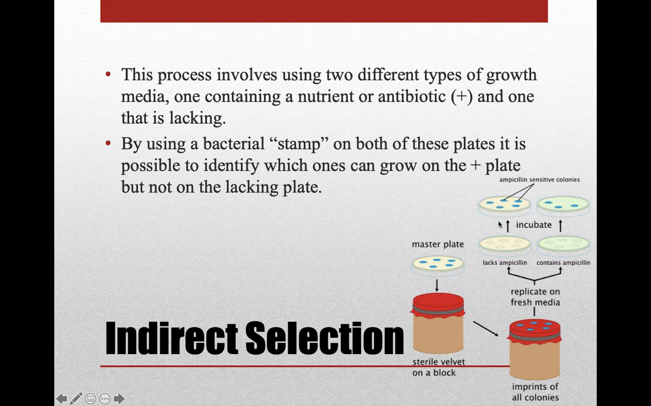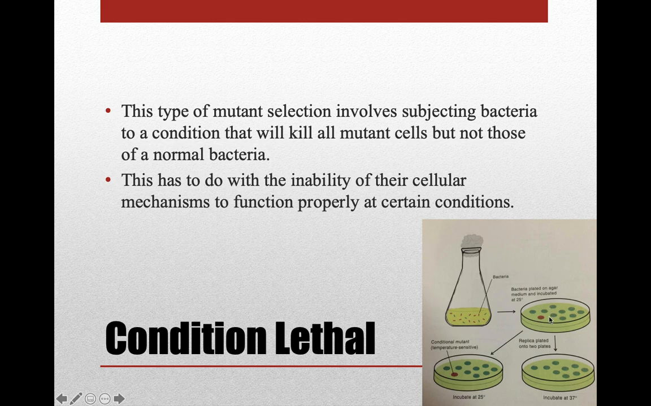This is indirect selection. Sometimes you can induce mutations that cause bacteria to become sensitive to conditions that they might otherwise survive. You can make them where they can't survive in high temperatures and things like that, or they can't survive in high salts, if that's a mutation that you're trying to induce. So this is a type of selection called condition lethal, where you're going to expose a bunch of normal bacteria to whatever you're wanting to try to use to induce that mutation. And then you're going to expose them to a condition that should make them die. You plate them out on a replica plate, the same way you use that stamp concept.